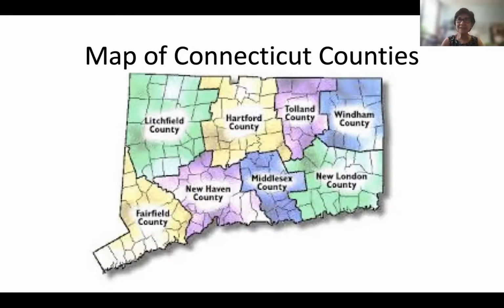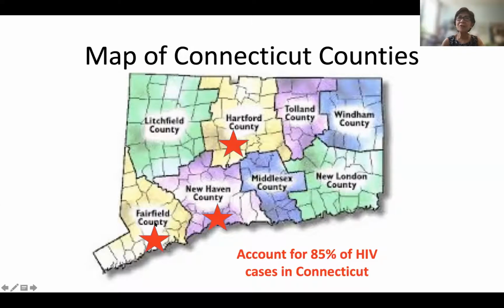So Connecticut was chosen because we had quite a number of cases of HIV, and then we also wanted to focus on 3 counties in Connecticut: Hartford County, New Haven, and Fairfield County, because these account for 85% of HIV cases in Connecticut. So I'm going to first talk about our data from Connecticut, and then I'm going to expand out to the multi-site data, because we were all kind of different.